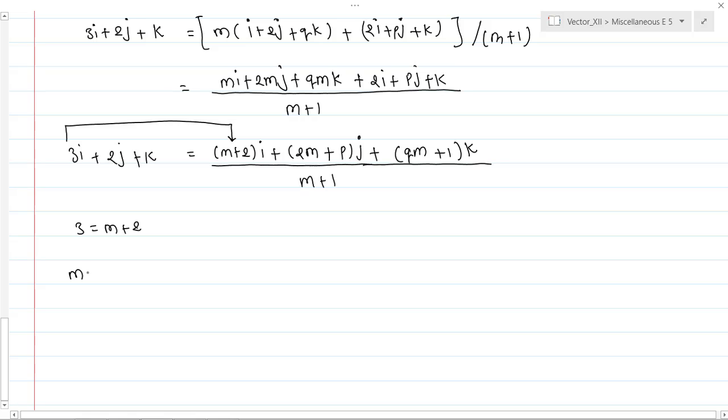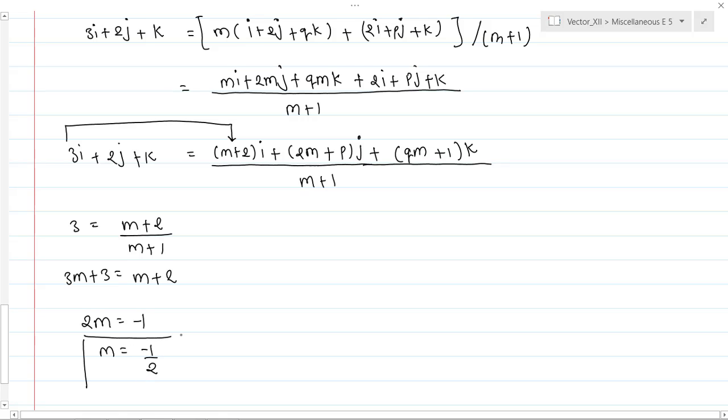So from this, m is equal to 3 minus 2, which is nothing but 1. Is this okay? Sorry, we forgot to write down the denominator. So 3 is equal to (m+2) upon (m+1), the i coefficient. If you simplify this, 3m + 3 = m + 2. If I take this m to this side, 3m minus m is 2m, and 2 minus 3 is minus 1. So m is nothing but minus 1 by 2.